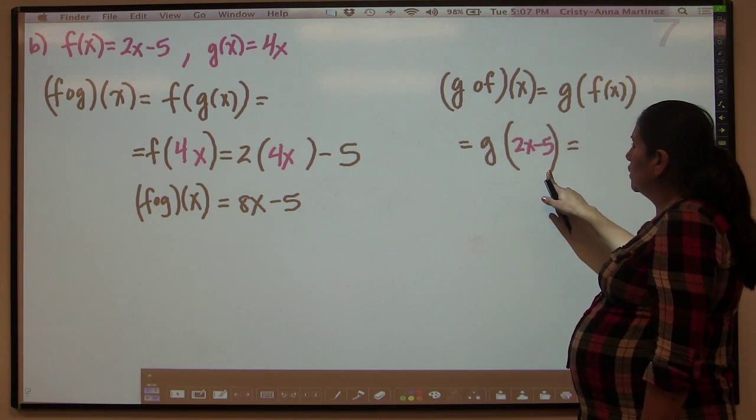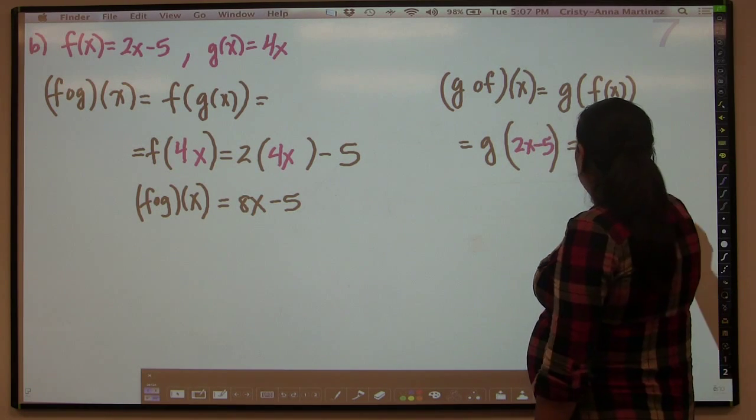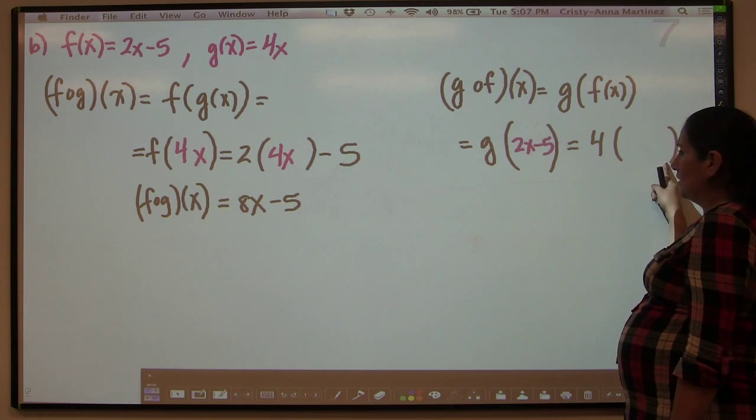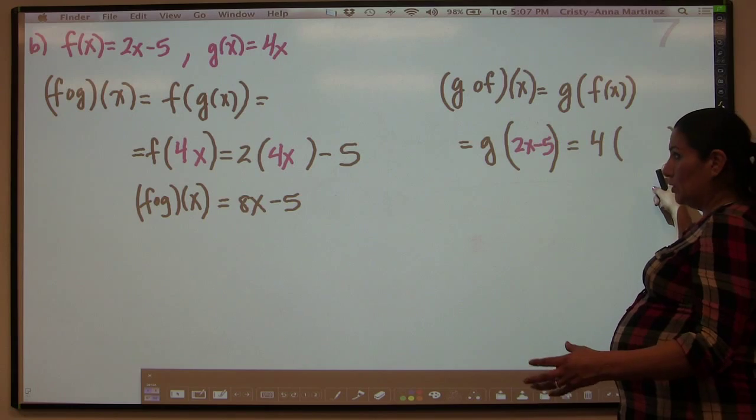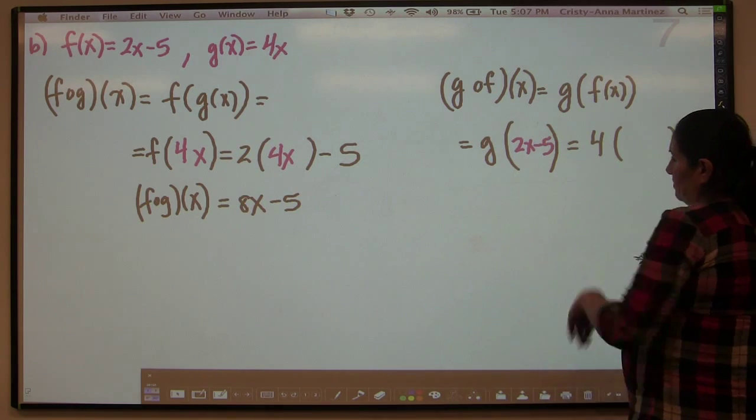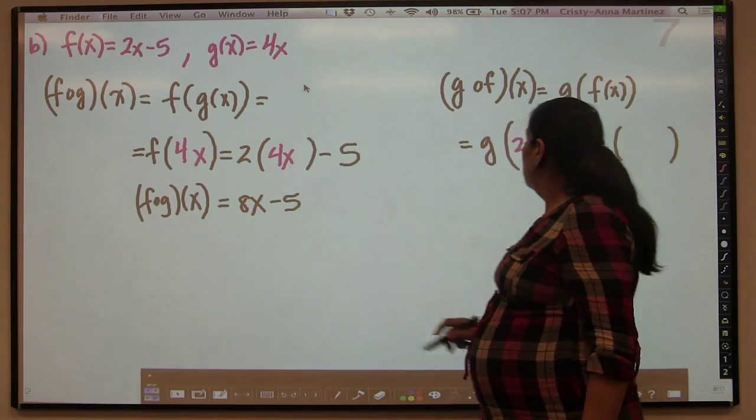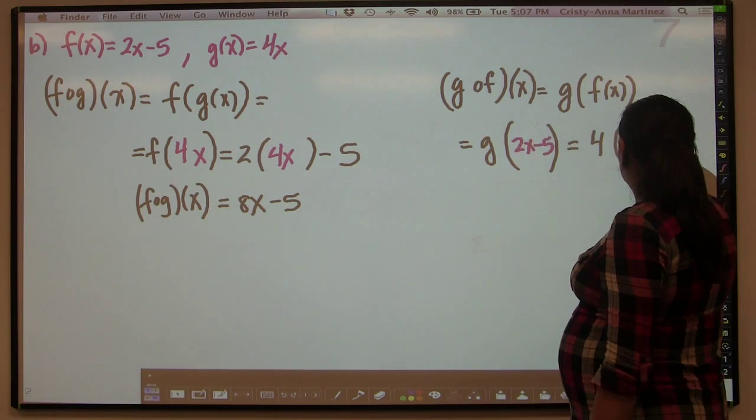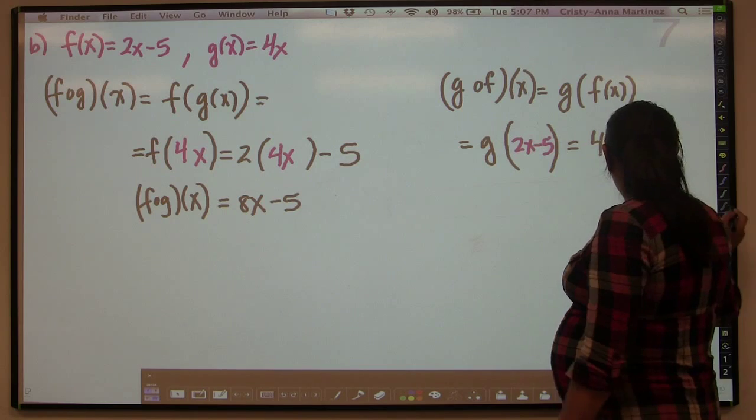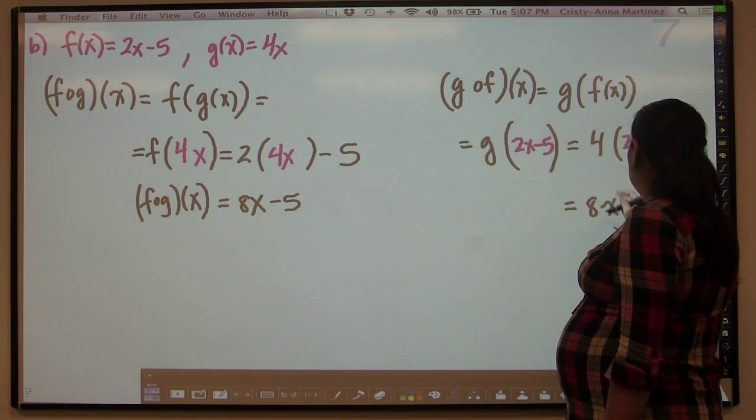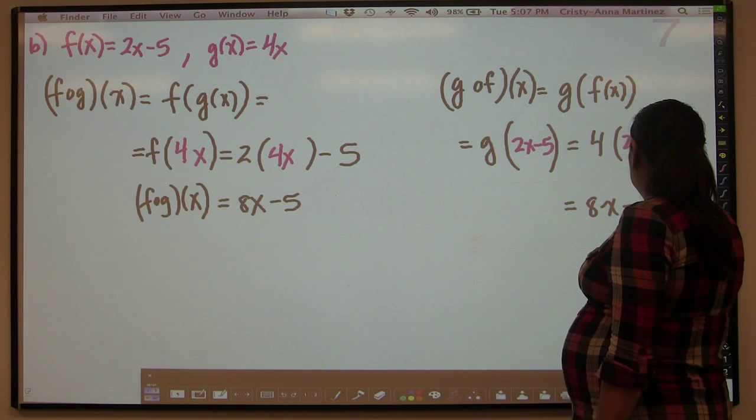And then the g function is 4 times x. And again, I use parentheses to indicate that this is where the x goes, but that's where the input goes. But right now my input is 2x minus 5. So I'm going to put the 2x minus 5 where my x would be. And then I'm just going to simplify my answer. And I'm going to get 4 times 2 is 8x, and 4 times negative 5 is negative 20.